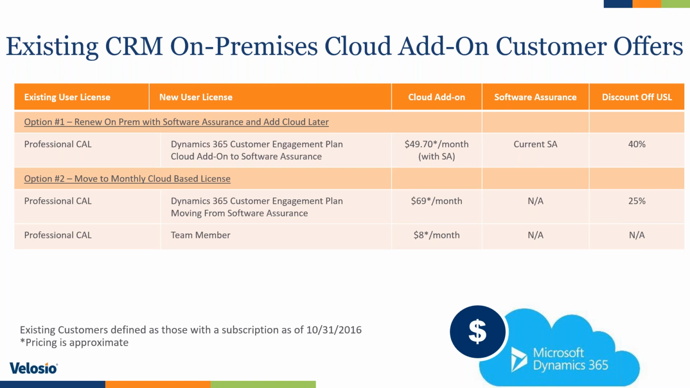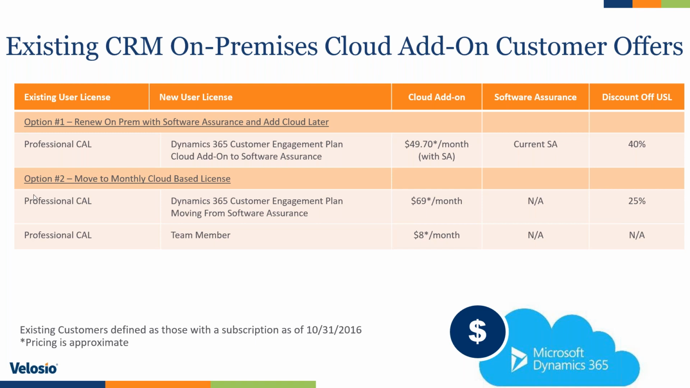So first and foremost, if you are current with your on-prem software assurance, so that means you're in the middle of it and you know that you want to move online right now and you want that online instance, you can get the monthly subscription for $49.70 a user. It only is available for the customer engagement plan. So that's going to get you all the applications. You can't buy the individual apps at this discounted price because, frankly, this is just much, much cheaper. It's a very, very good deal.